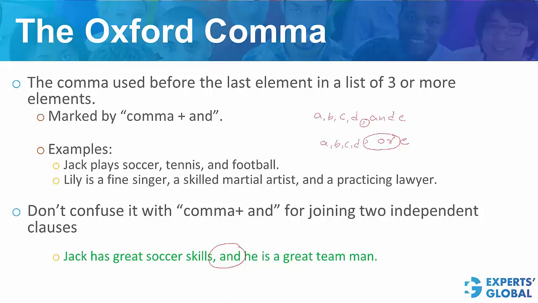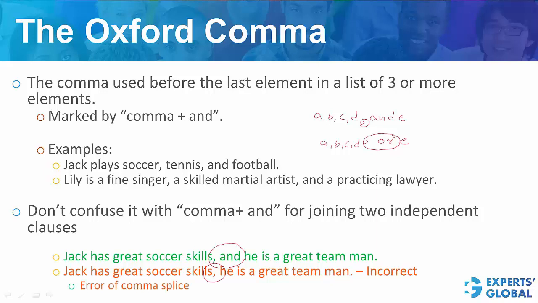Remember, a comma alone is not strong enough for joining two independent clauses. This second sentence here is incorrect. It suffers from the problem of comma splice. We will talk about comma splice in detail later in this session.